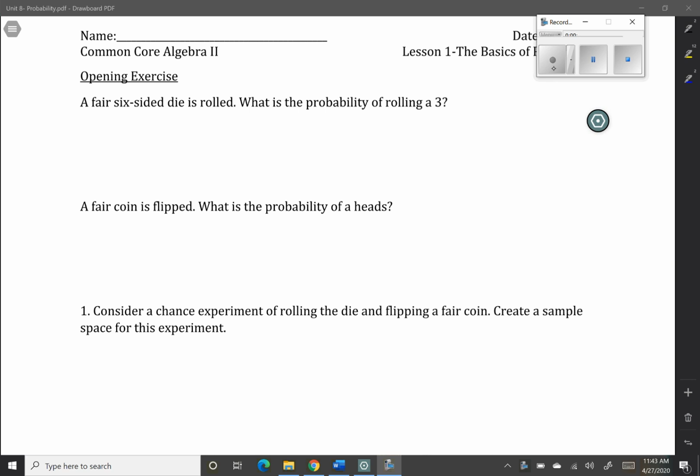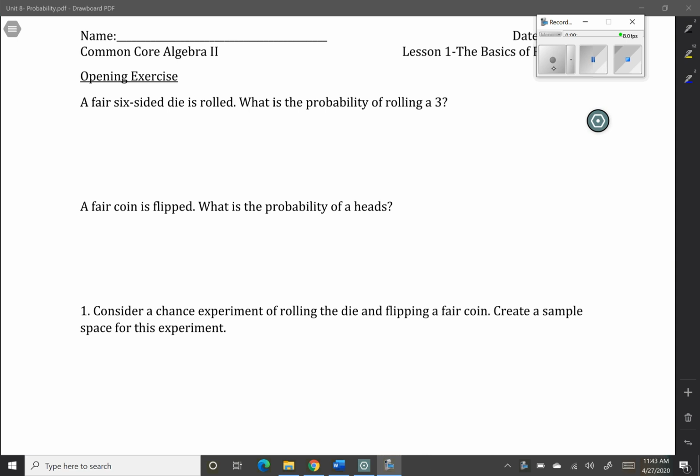All right, everybody, welcome to lesson number 1 of the unit on probability. So throughout this unit, we're going to take what we kind of already know about probability and expand on the idea slightly, start to look at different things we can do with probability, and kind of go from there. So first things first, let's start with the opening exercise.